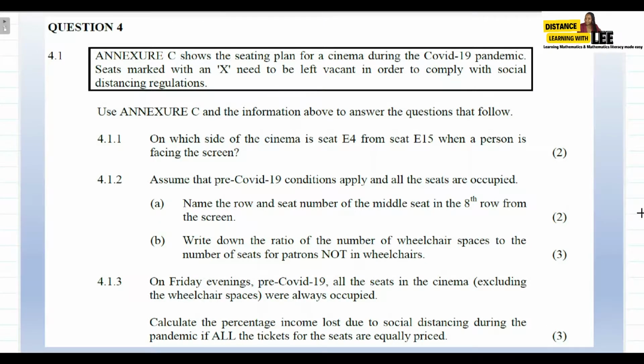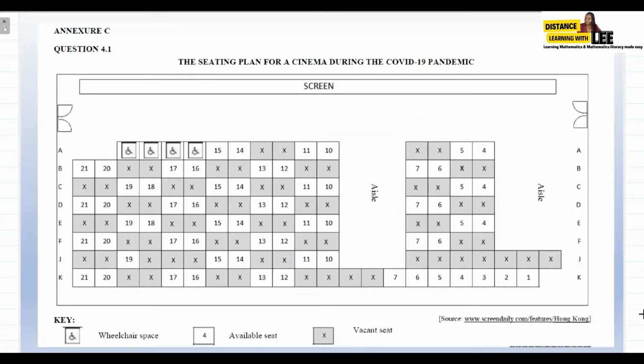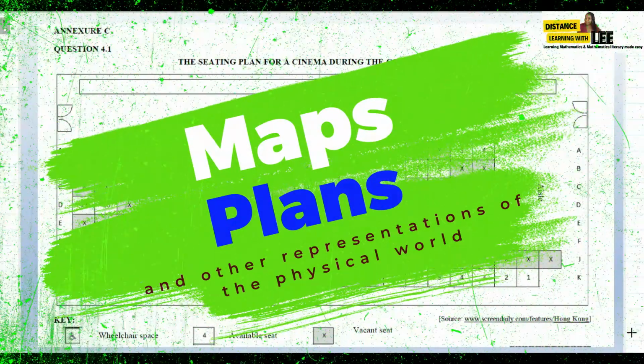On today's video tutorial, guys, we are still going through the grade 12 mathematical literacy paper 2 that was written in June 2022. And in this video tutorial, we are going to be tackling question 4.1. Question 4.1 basically deals with the seating plan for a cinema during the COVID-19 pandemic. And this topic is under your maps, plans, and other representations of the physical world.